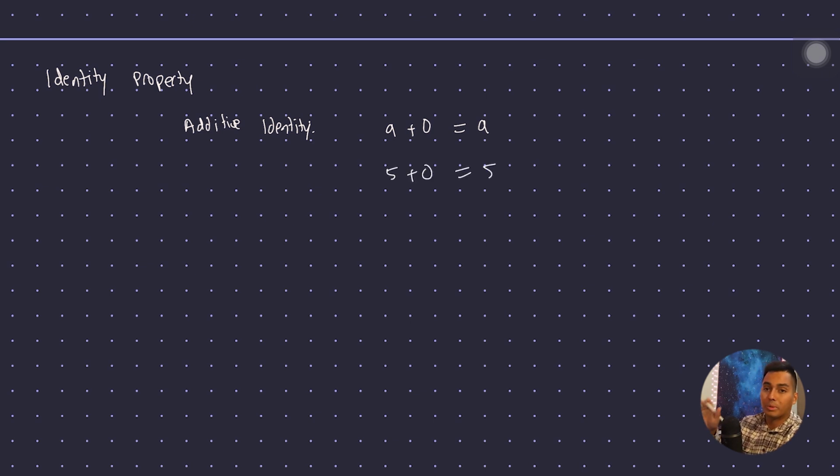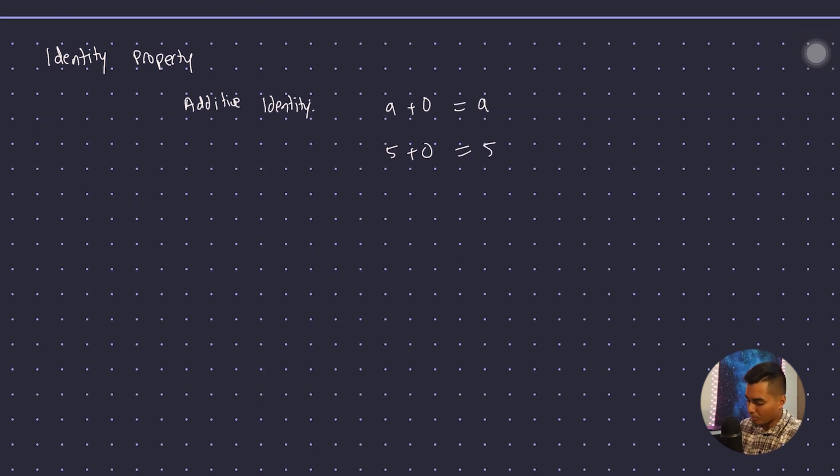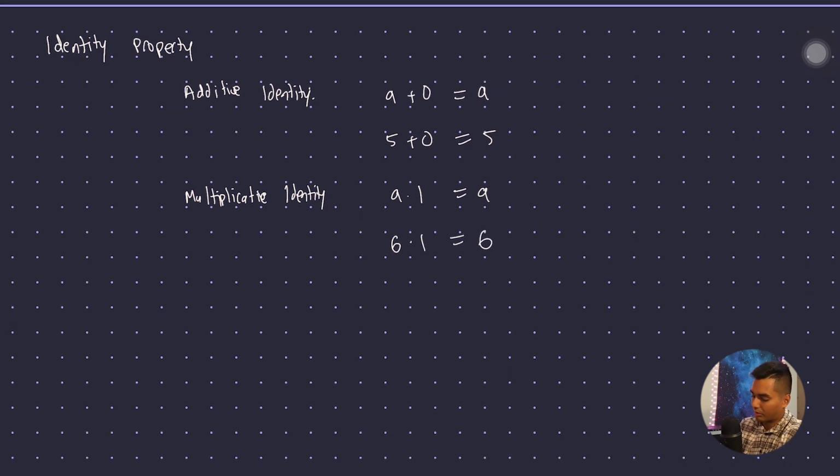All right, next we have the identity property. We're going to start with the additive identity. Okay, and the additive identity says that any number a plus 0 is still going to be the number a. So for instance, the number 5 plus 0 is still the number 5. Okay, and the multiplicative identity says that any number times 1 is still going to be that number. So again, for instance, 6 times 1 is still going to be 6. Okay, very subtle, but still super useful in mathematics.